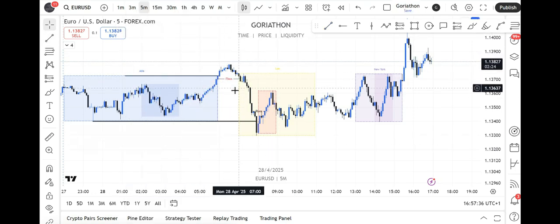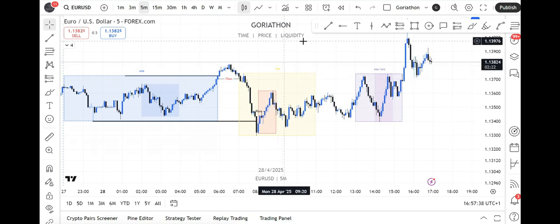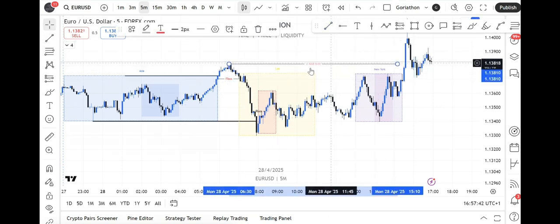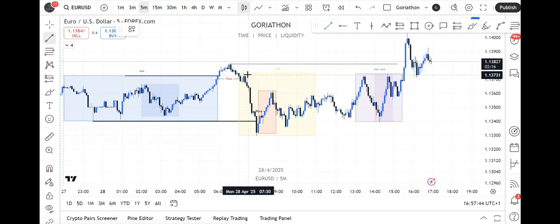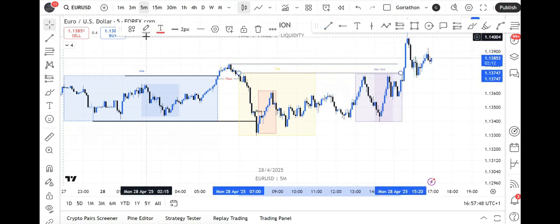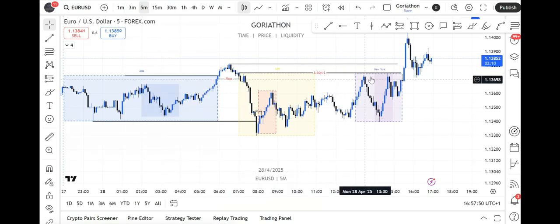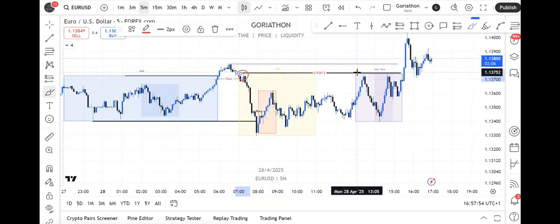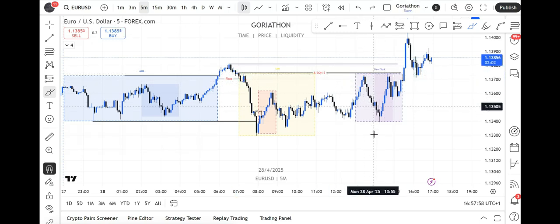Okay, that's one of the other criteria where you identify fake break of structure. And you should understand there is liquidity resting on these highs, especially these highs. Why? These are session highs, right? These are session highs, and this is an equal high as well. You could see price making an equal high here, you could see price making an equal high here. I'll discuss this price action later on.